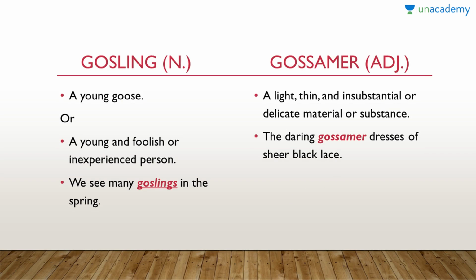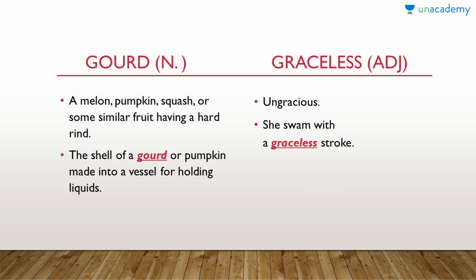Gosling, noun, a young goose, or a young, foolish, or inexperienced person. So in a sentence it'll read, we see many goslings in the spring. Gossamer, adjective, which means a light, thin and insubstantial or delicate material or substance. So in a sentence it'll read, the daring gossamer dresses of sheer black lace.